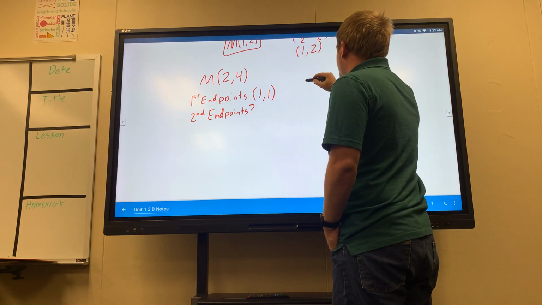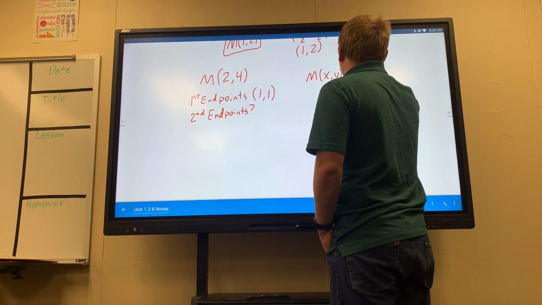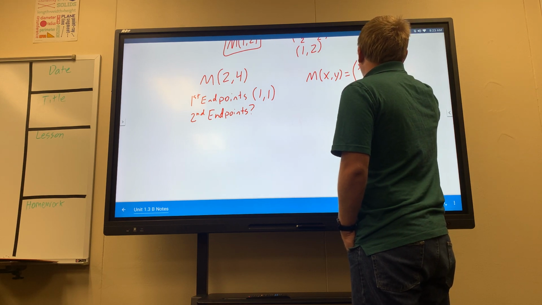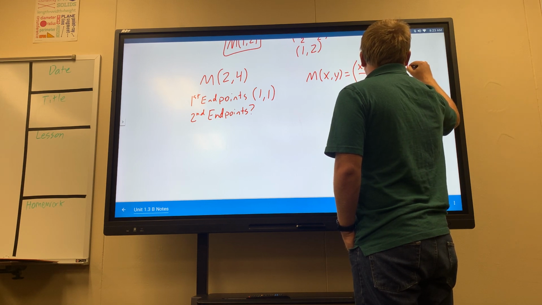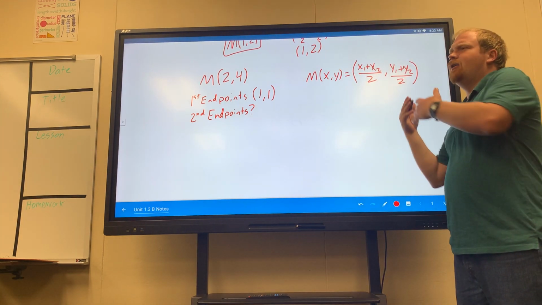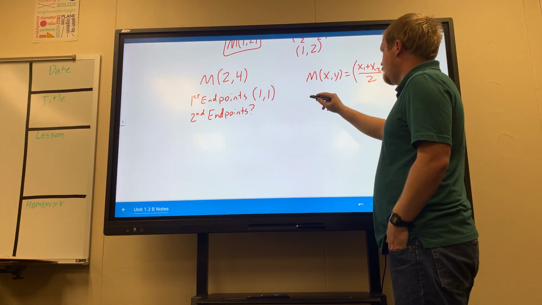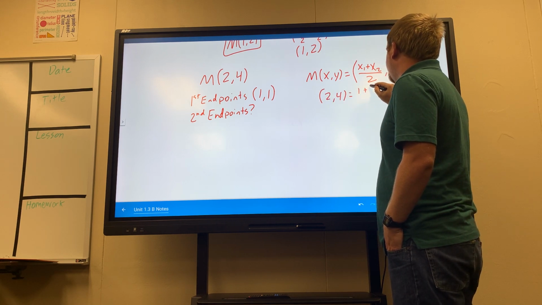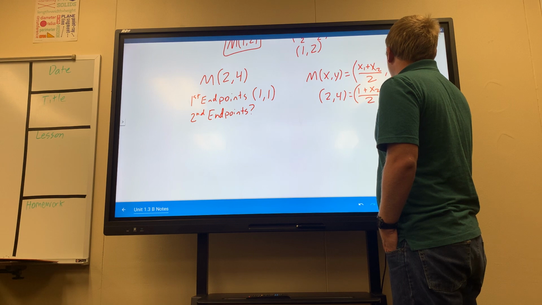Let me show you. So if you recall, the midpoint M(x, y) equals (x1 plus x2 over 2, y1 plus y2 over 2). So now I just gotta label them. We'll substitute. So I'm gonna say (2, 4) equals (1 plus x2 over 2, 1 plus y2 over 2).